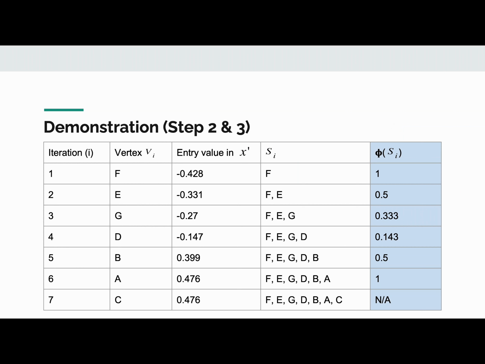For step 2, we sort the vertices in non-descending order of their entry values in x prime. We can see that the second and third columns in the table correspond to the sorted vertices and their corresponding entry values in x prime. Next, for step 3, we iterate through all the vertices in the sorted order. Column 4 shows the vertices in the cluster during each iteration. After iterating through all the vertices, we find that the conductance is smallest at iteration 4. This will be the output of our algorithm.